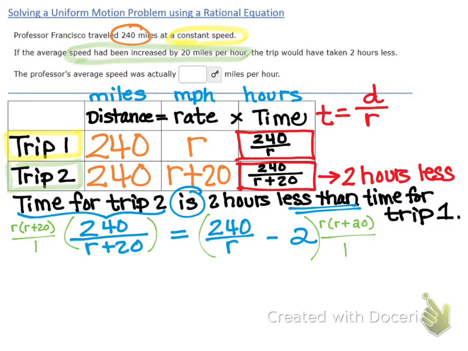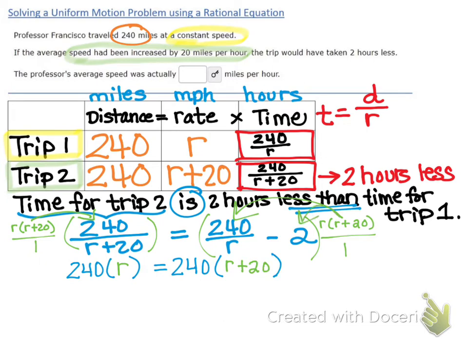All right, so on the left-hand side, we're going to distribute our LCD. So we're going to have our numerator 240 multiplied by the factor r, because the factor r plus 20 will divide out. On the other side of our equal sign, we're going to distribute our LCD. So we're going to start with 240 times the factor r plus 20 because the factor r will divide out.